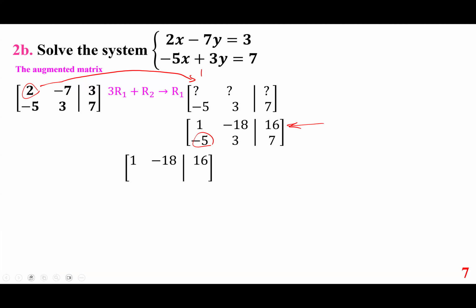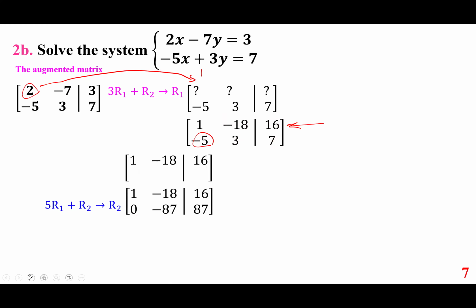And how do I make this into 0? Definitely, you can't multiply both sides by 0, because you can't multiply both sides of an equation by that. So why don't we multiply the top one by 5 and add it to this? So 5R1 plus R2. Okay. If I multiply this by 5, I get 5 and -5, 0. If I multiply this one by 5, I get -90 plus 3 is -87. If I multiply this one by 5, I get 80 plus 7, 87. So that's what I wanted.